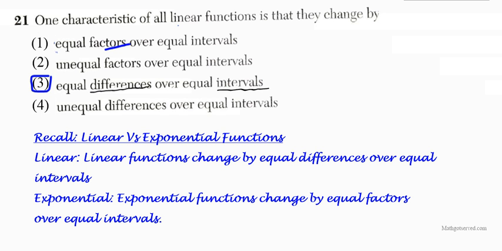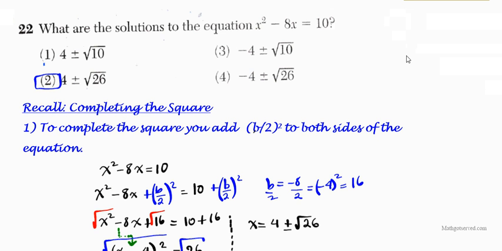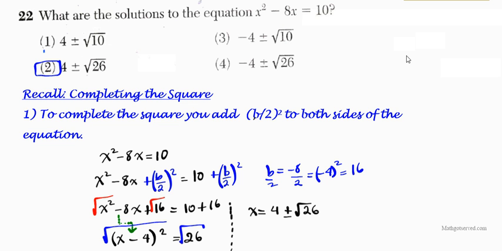The focus here is on linear function. That is why we're looking at equal differences. Think about difference y2 minus y1, okay, over particular intervals x2 minus x1. Answer to number 21 is option number 3. Okay, 22 requires the use of completing the square.